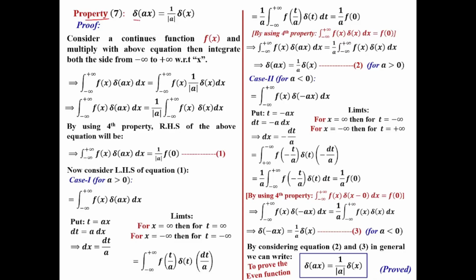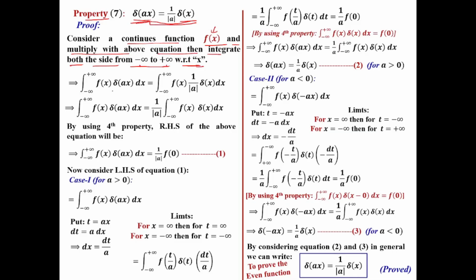Here delta(ax) equals 1 by mod a times delta(x). This we have to prove. Here the proof starts. Consider a continuous function f(x), multiply it with the above equation, then integrate both sides from minus infinity to plus infinity with respect to x. So this is your equation. We have to multiply f(x) and integrate with respect to x. The limit is minus to plus infinity.